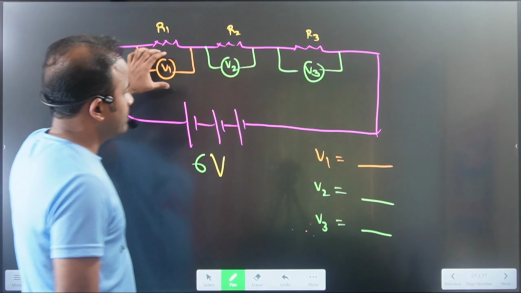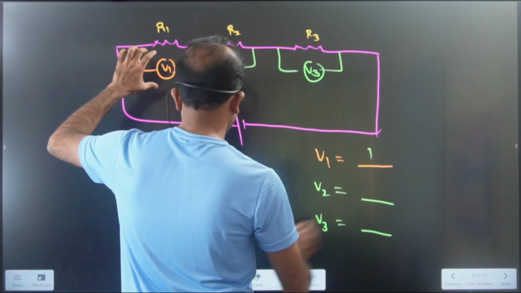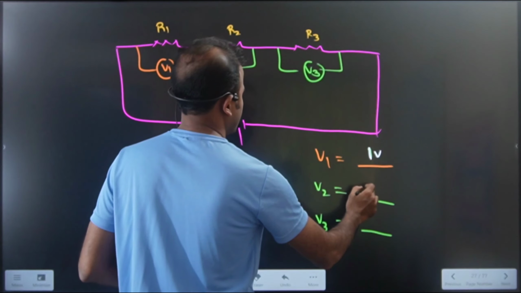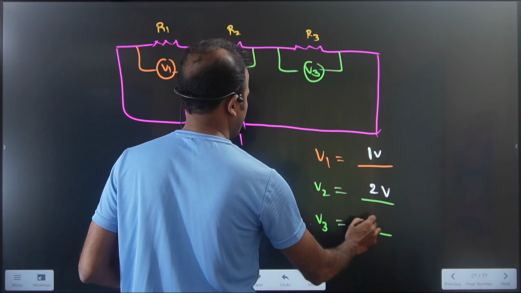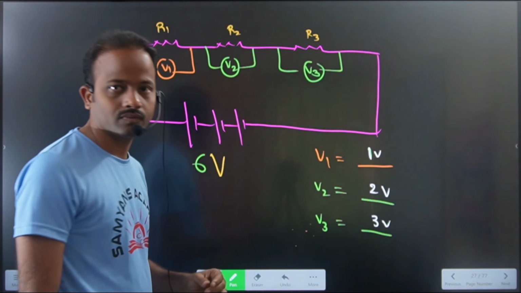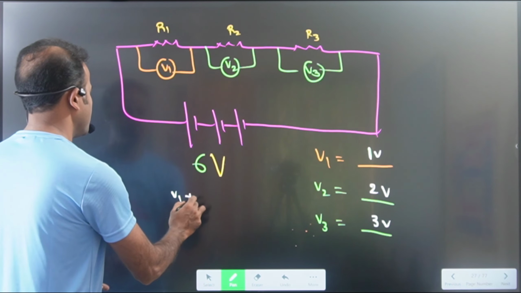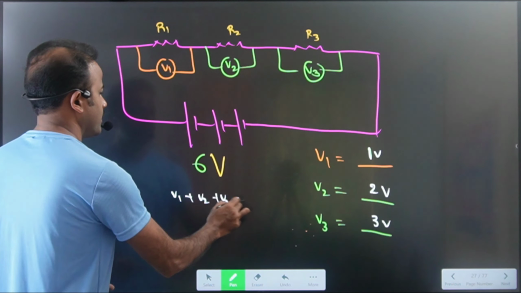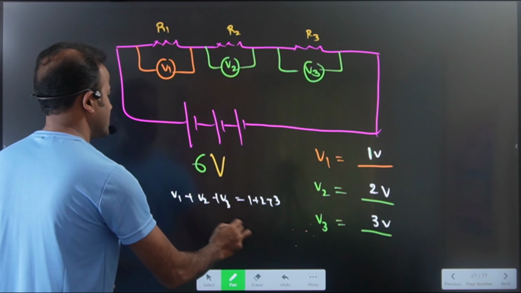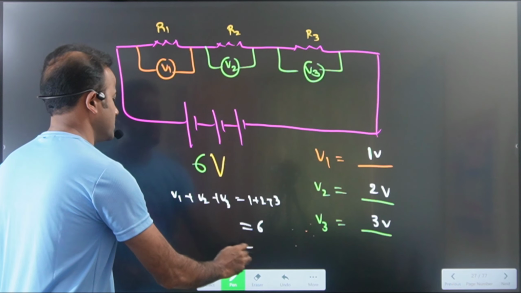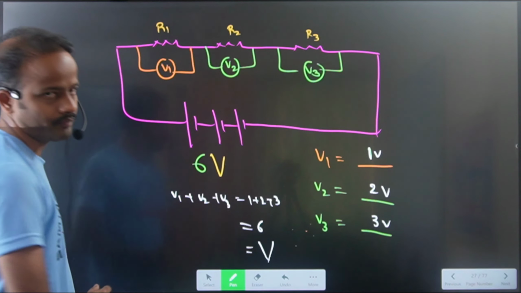Let us assume the V1 value is 1 volt. Let us say this is having 2 volt. Now the another one is 3 volts. When you combine all these volts, V1 plus V2 plus V3, 1 plus 2 plus 3, this is equal to 6 volt. This is the battery voltage, right? It is equal to capital V, right?